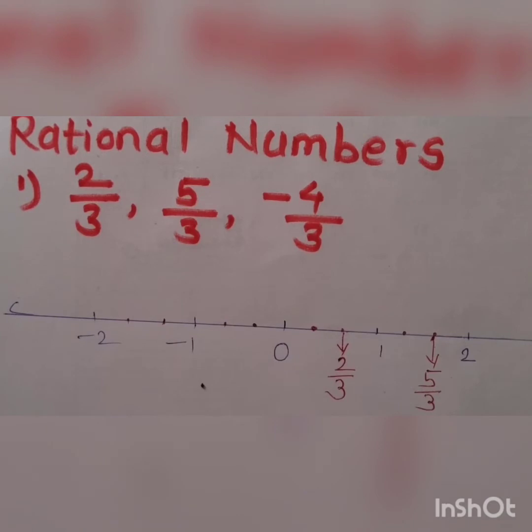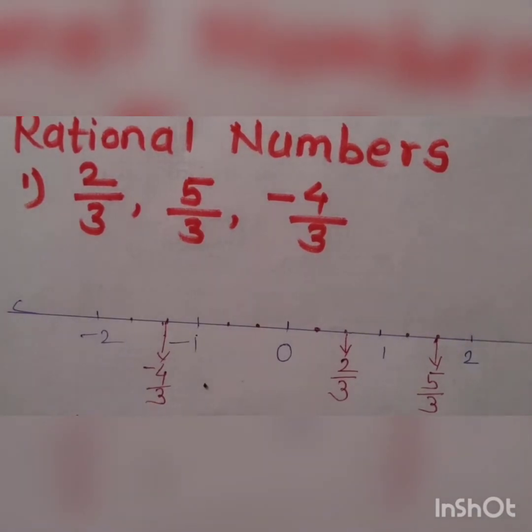Now -4/3, how can we represent it? See here, to the negative side of 0, means to the left side of 0, this is -1/3, -2/3, -3/3, that is -1, and this one is -4/3. And in this way we show these numbers on the number line.